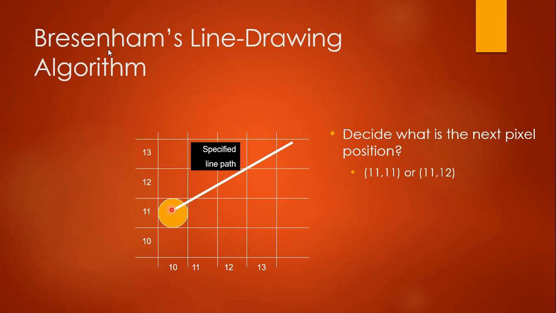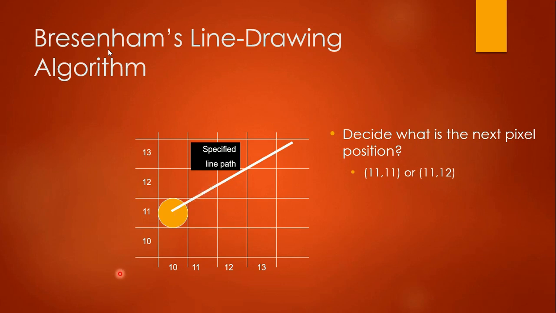Suppose 10 11 is drawn already, and for the next position the line is going between 11 and 12. One portion of the line is taking the 11 position, and the next portion of the line is taking 11 12. So now the thing is, which pixel to take.